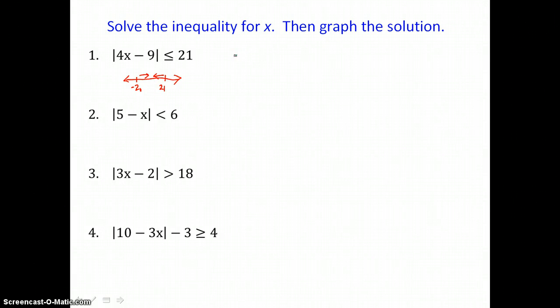compound inequality, an AND statement, because 4x minus 9 could be less than or equal to 21, and 4x minus 9 has to be greater than or equal to negative 21.